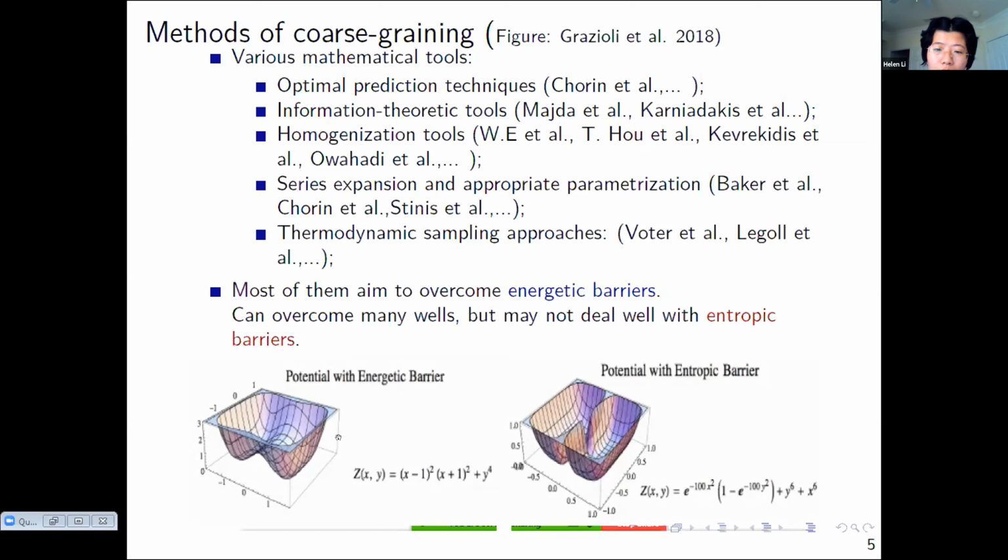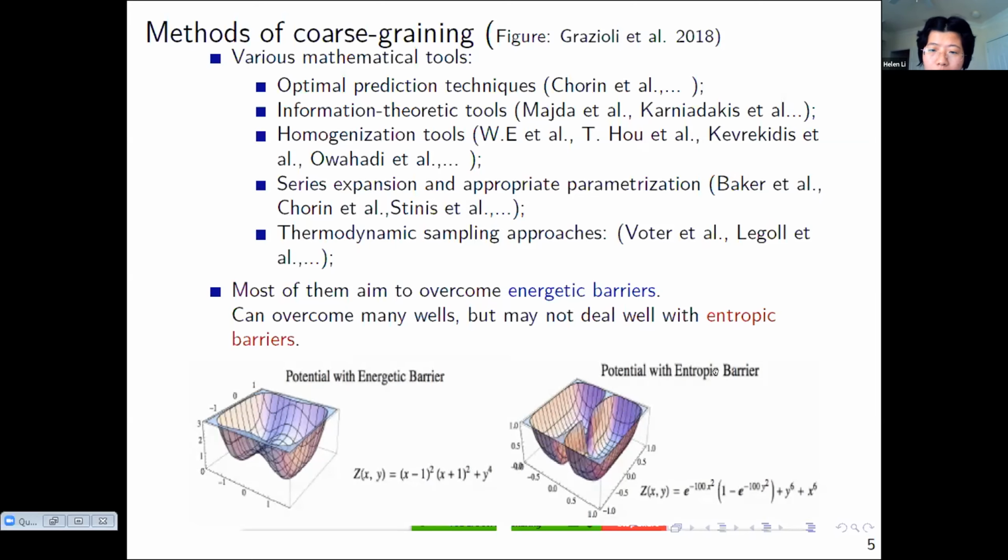And here I give a toy example to compare the energetic barrier and the entropic barrier. So an energetic barrier means usually we have two energy wells, and the wall between these two energy wells is very high. So the system has to overcome this high wall. This is called an energetic barrier. And for an entropic barrier, it's slightly different. In other words, the transition paths are constrained to certain paths. For example, in this example, the system is more likely to transit from one well to the other through this narrow path. So that's called an entropic barrier.